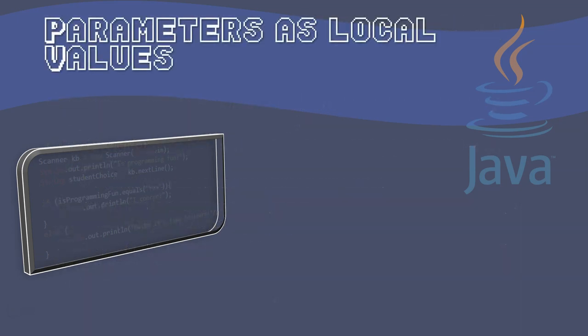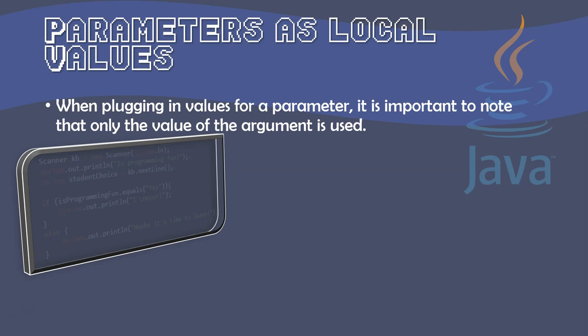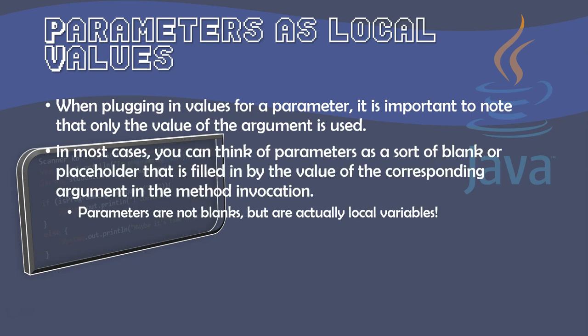Now, parameters are technically local values. So when you plug in those values for a parameter, it's important to note that only the value of the argument is used. In most cases, you can think of parameters as kind of a blank or placeholder that's filled in by the value of the corresponding argument in the method invocation. It's important to note, though, that parameters are not blanks, but are actually local variables, which means they only exist within the context of that method.